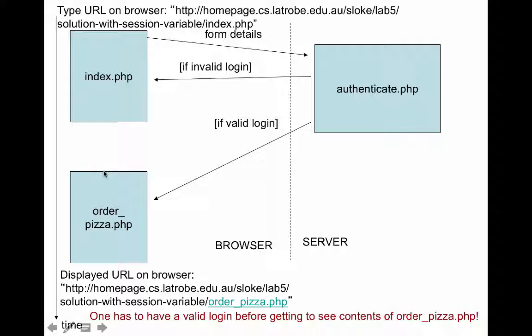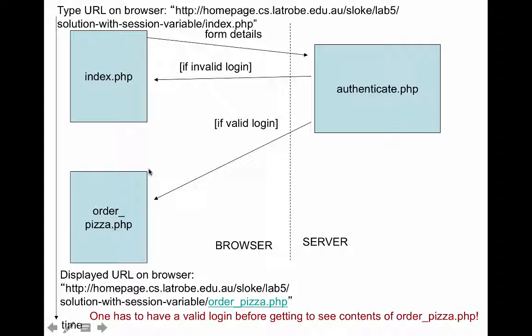So you enter the form details, username and password. That gets sent to a PHP program called authenticate.php, and processing is then done. If it's invalid, it shows an error message and shows the username login page back to the user. But if the login is valid, then it goes to order pizza.